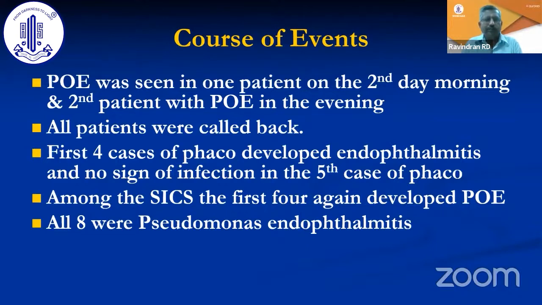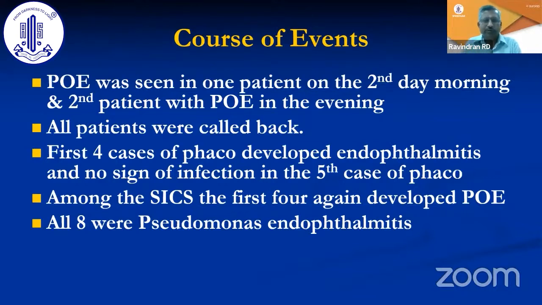And then what we found was the first 4 patients who had a phacoemulsification had developed endophthalmitis, and there was no sign of infection in the 5th patient who again had a phacoemulsification. Among the small incision cataract surgery, the first 4 patients had developed it. So all were pseudomonas endophthalmitis. So this is the sequence of the 18.